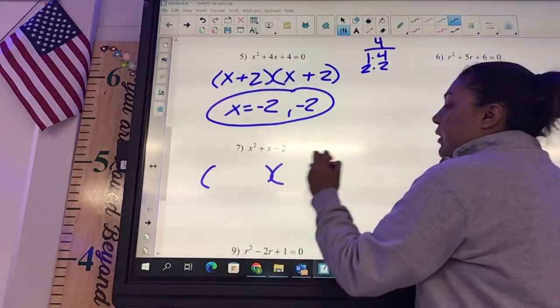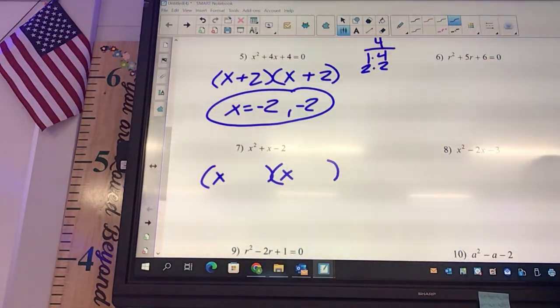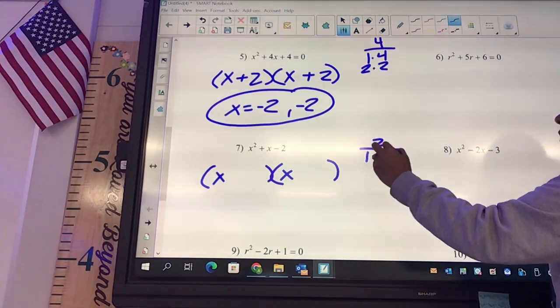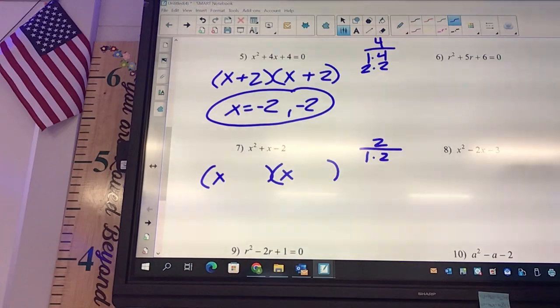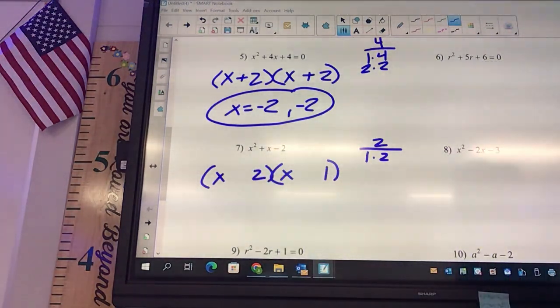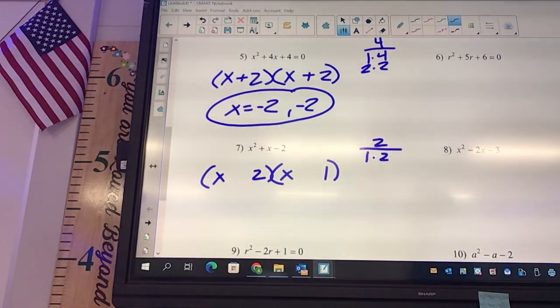Okay, 7, draw your parentheses. We got x and x. And we're gonna find 2. Well, there's only one option, 1 and 2. Does it matter where I put the 1 and 2? No. Okay, the signs are what matter. That's why I always do it last. Okay, so if you want to put 2 and then 1, that's okay. And I know some of you guys probably put 1 then 2. Leave it on your paper the way it is. Okay.